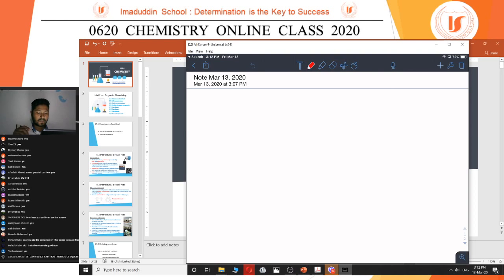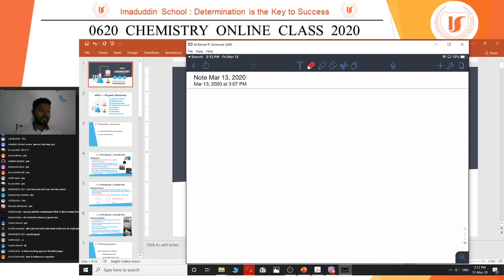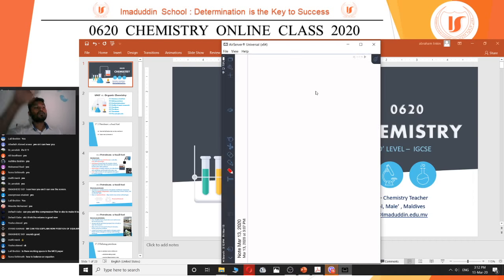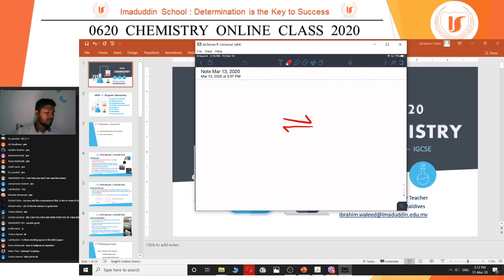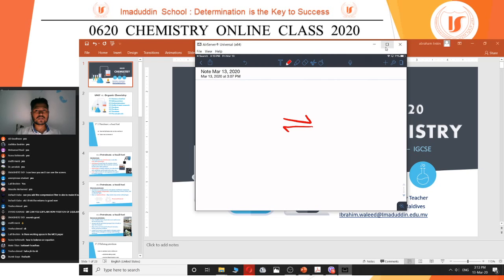So how can you explain how the position of equilibrium moves? That's a very good question. The position of equilibrium, how it moves. So the first thing is you have to know that equilibrium is only possible in a reversible reaction. How do you know that it is a reversible reaction? When you see this sign. What is this sign? Anyone, can you answer what this sign means?